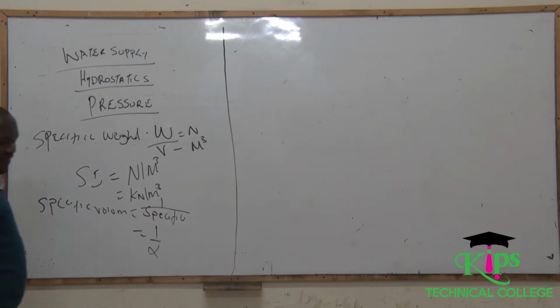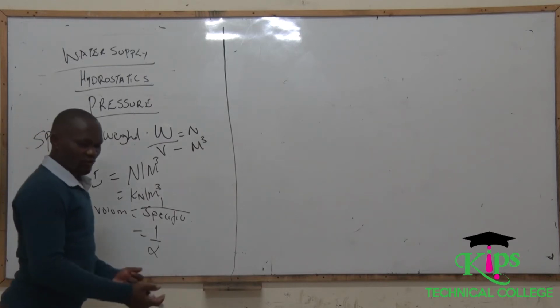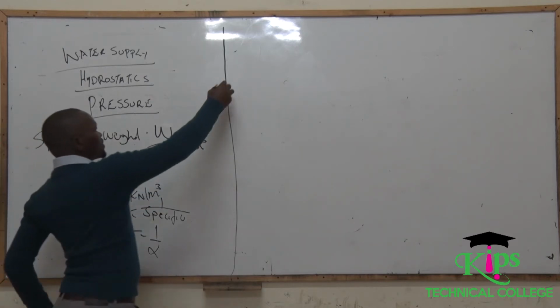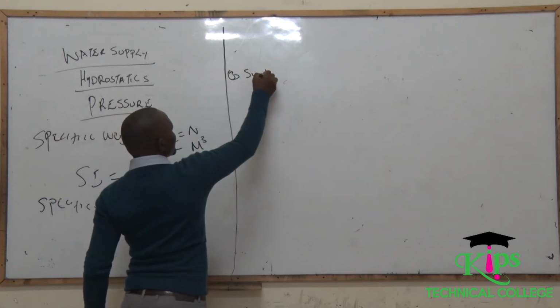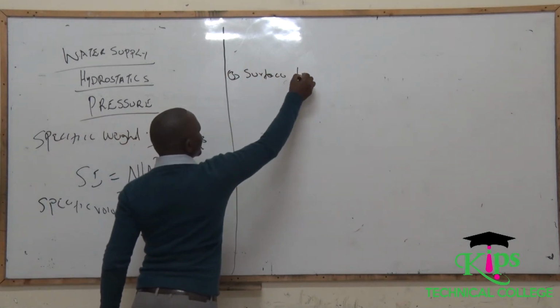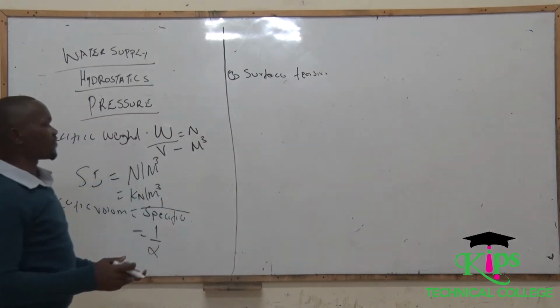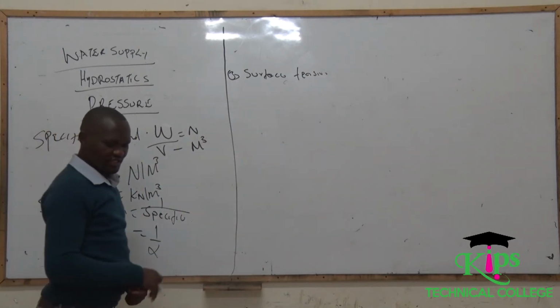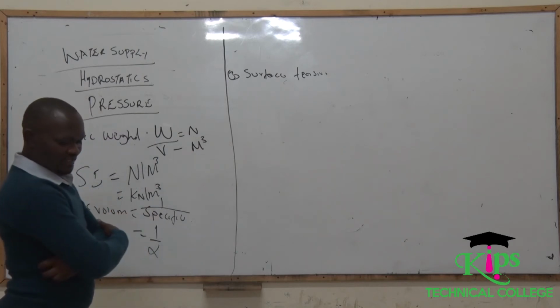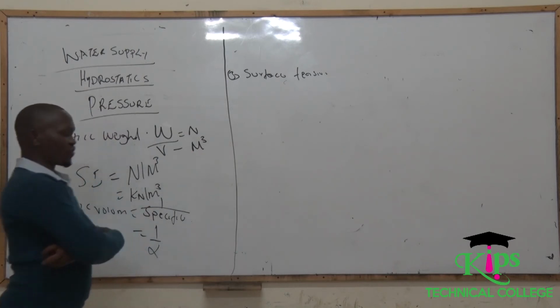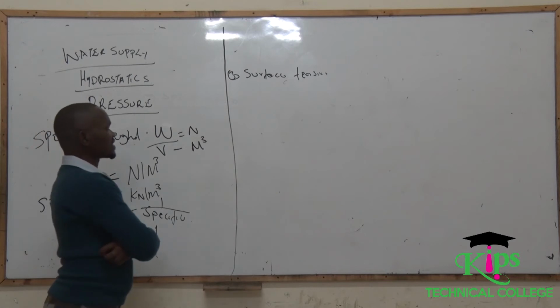Then we talked about surface tension. The third property was surface tension, which is the property of a fluid or liquid that allows it to resist an external force due to its adhesive forces in between.